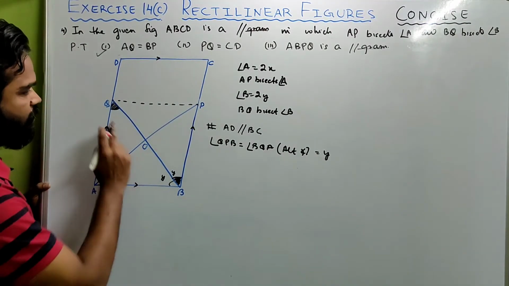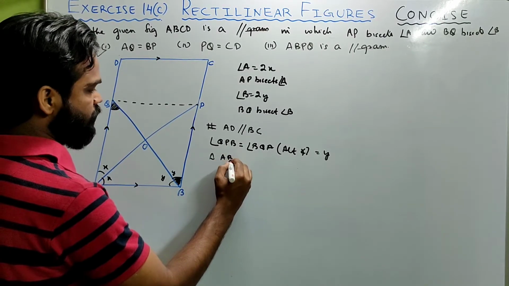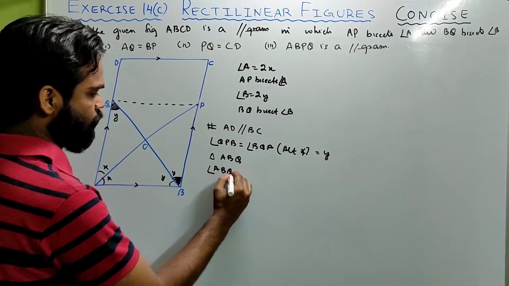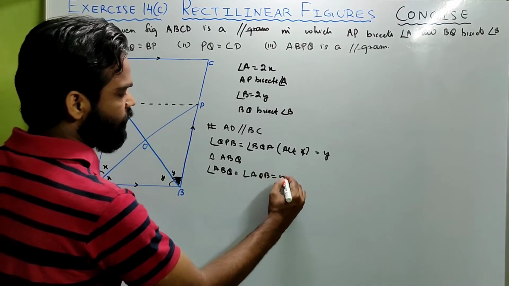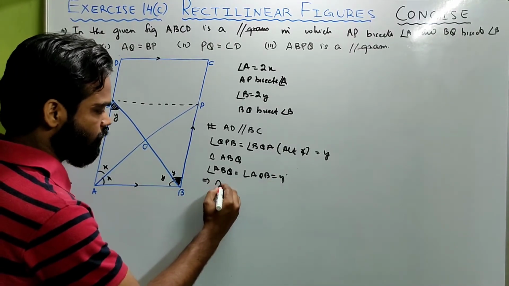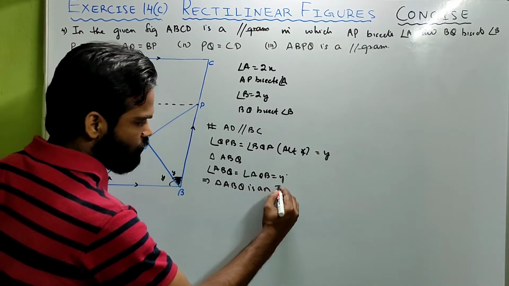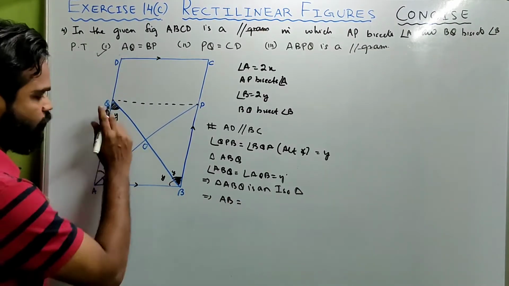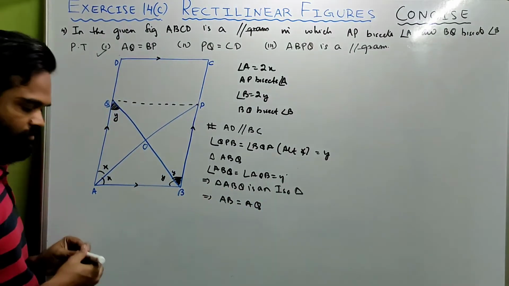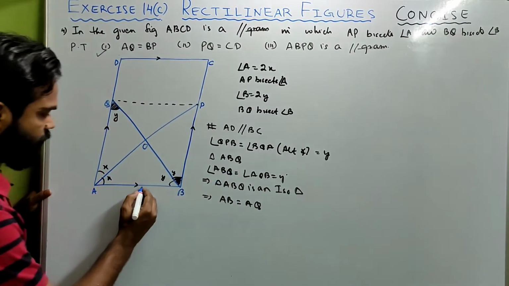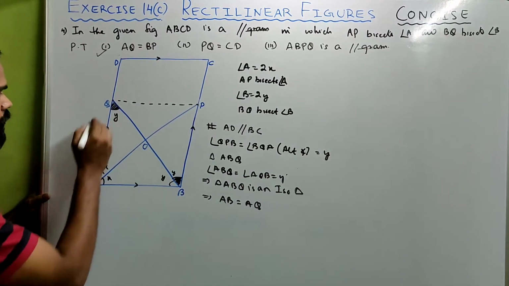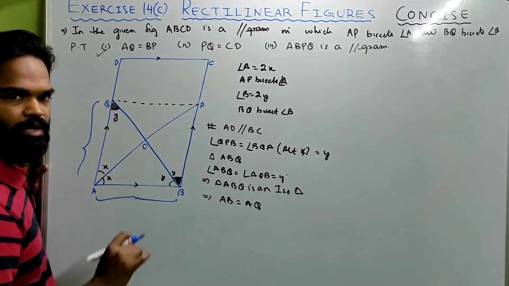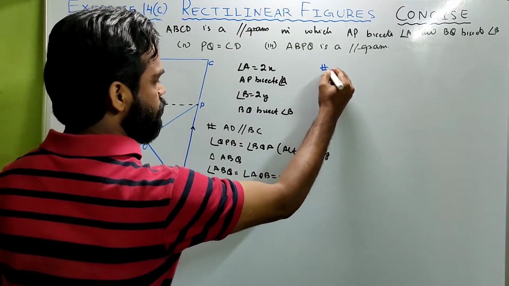Now look at triangle ABQ. In triangle ABQ, so this is y. Angle ABQ is equal to angle AQB is equal to y degrees, which means triangle ABQ is an isosceles triangle. And if it's an isosceles triangle, we can say that AB is equal to AQ. No doubt in that. Okay. Now look carefully. So we just got that AB and AQ are equal in length. If we can show that AB and AP are equal in length, our work is done. Look carefully. Suppose this is 1.